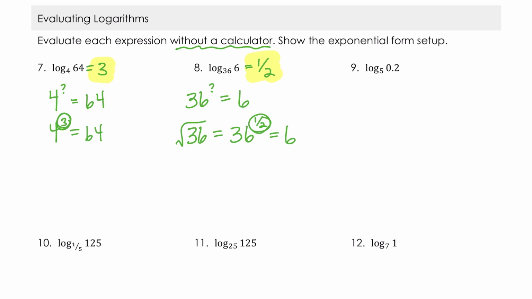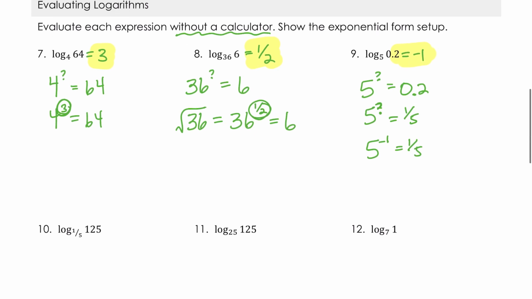All right, number 9 looks a little funny. It's saying 5 to what power is 0.2? And this is where we do need to know a bit about our math stuff. That 0.2 is really 1/5. Okay, so it looks like it's not necessarily a fraction, but it is. 5 to what power is 1/5? Well, our little question mark is going to be 5 to the -1 power is how we get to 1/5. So -1 is our answer there.